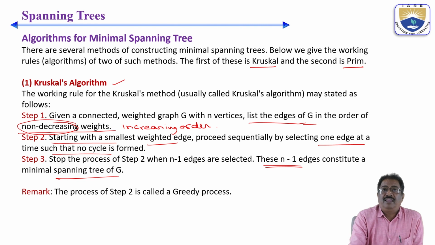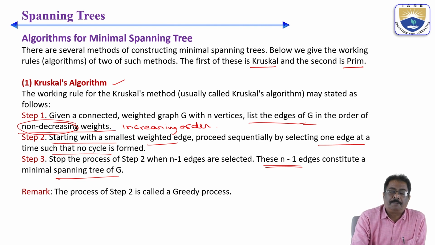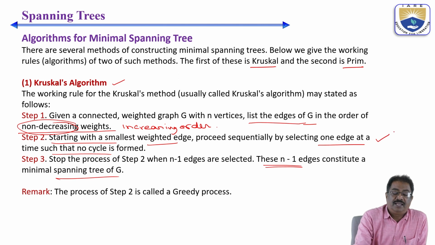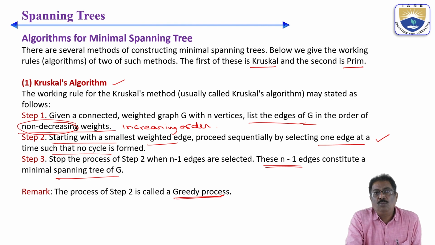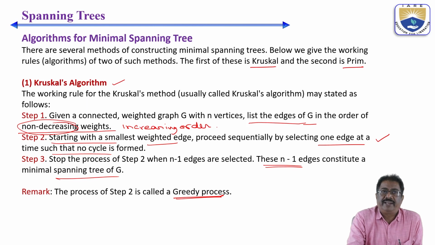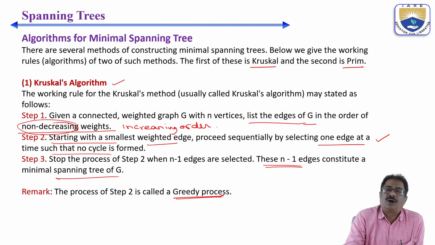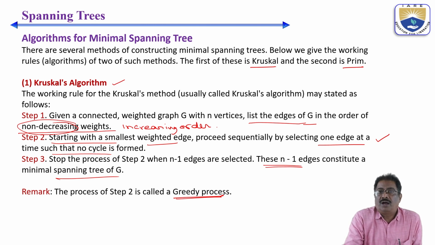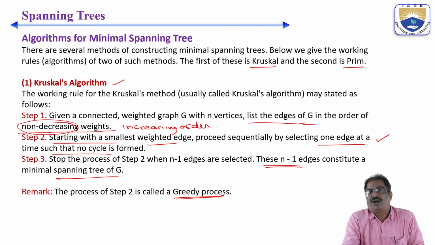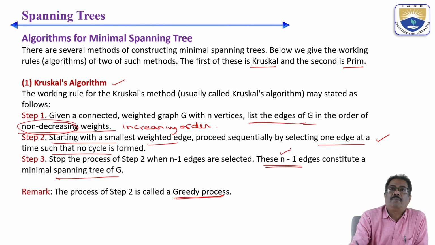The process in step 2 is nothing but the greedy process. We have to arrange all the weights in ascending order. We select the least weighted edge first, then the next least weighted edge, then the next least weighted edge. Like that we move on. While selecting these edges, no cycle should be formed. You have to select only n-1 edges.